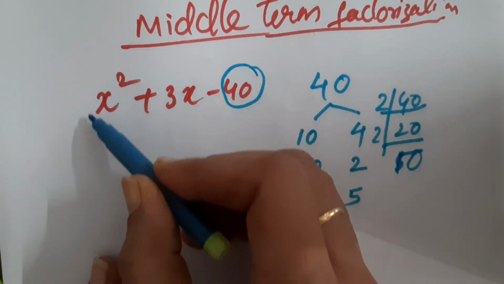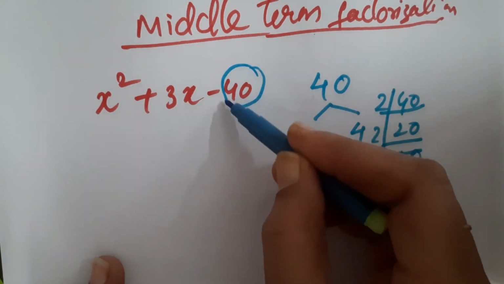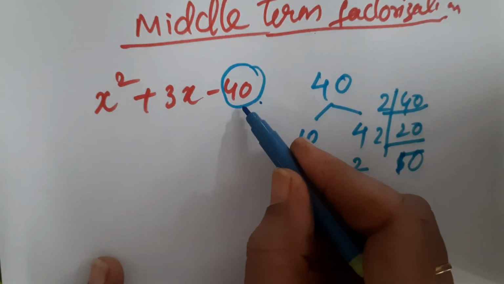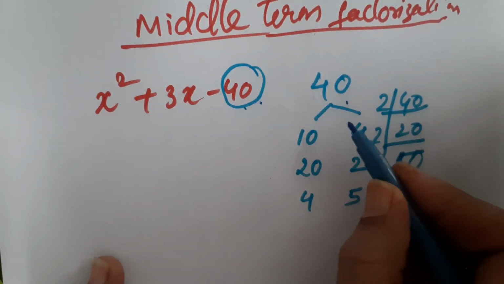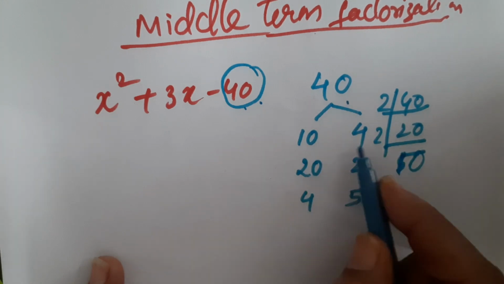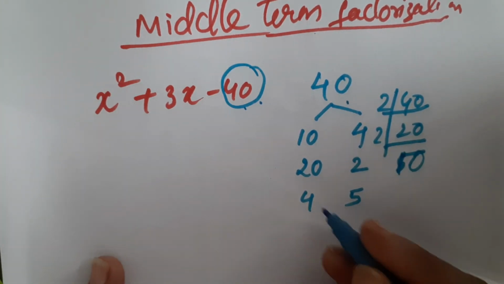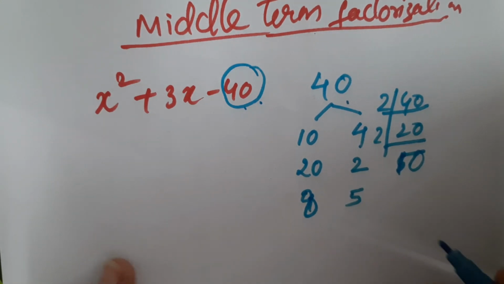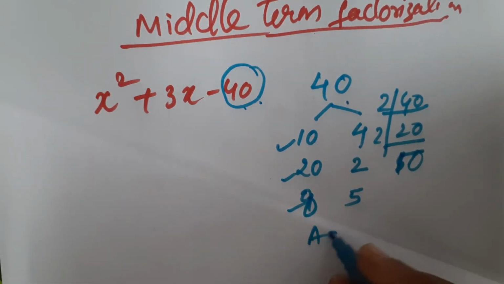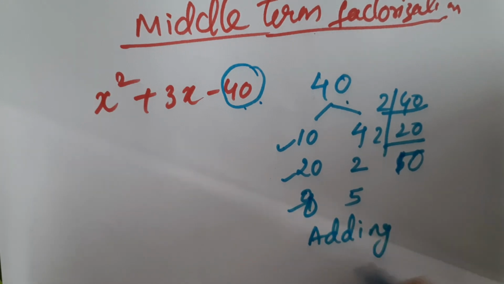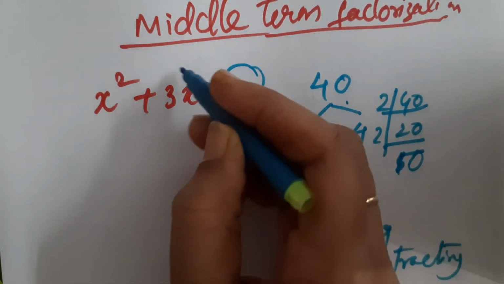First term will be in square form. We need to find the multiples of the last number. Here the last number is 40, so we need to find multiples. 10 fours are 40, 20 twos are 40, or it can be 8 fives are 40. We need to choose such a pair that by adding or by subtracting, we should get the middle term.